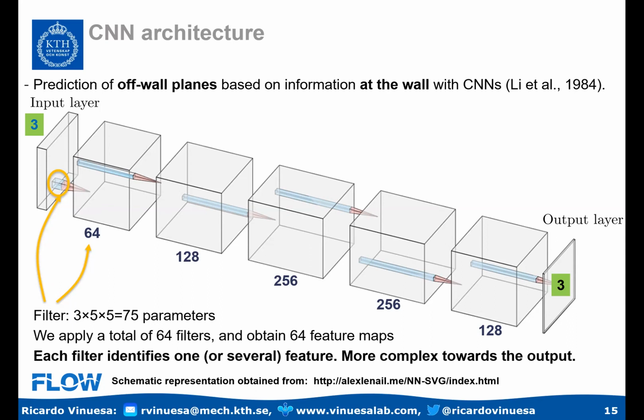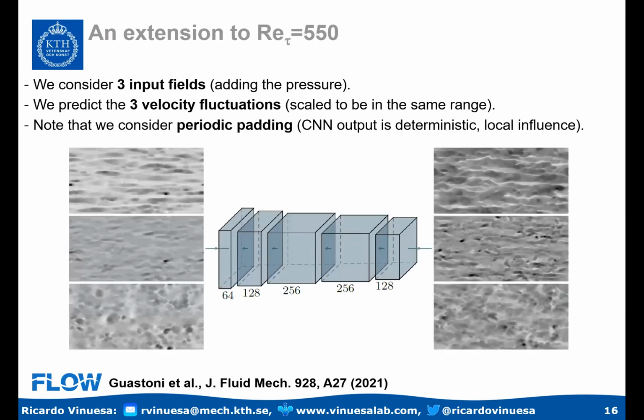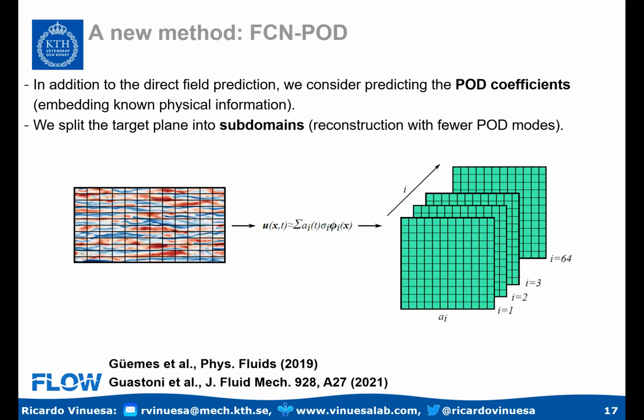So this is what the CNN looks like, and this is the flow setup. On the left, I have my 3 input fields. On the right, my 3 output fields. We do some padding for periodicity because these fields are periodic, and this is basically the problem setup that we have. Okay. So what I have shown you so far is what we call the FCN method, the fully convolutional network method. Basically, I take a plane at the wall, and I use that plane to predict another plane above. So from image to image directly.